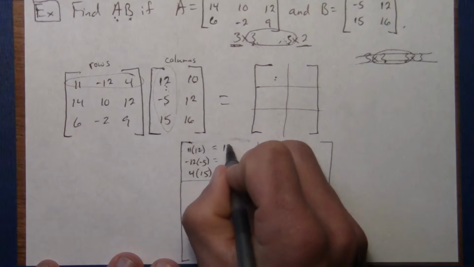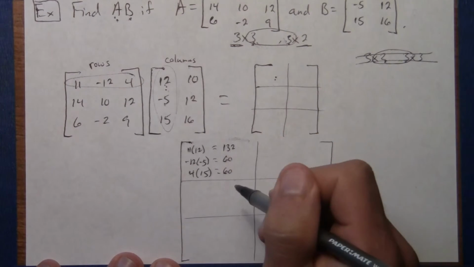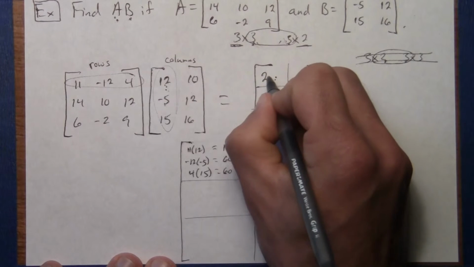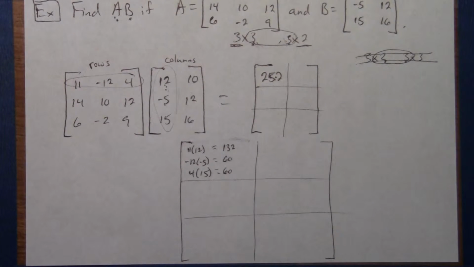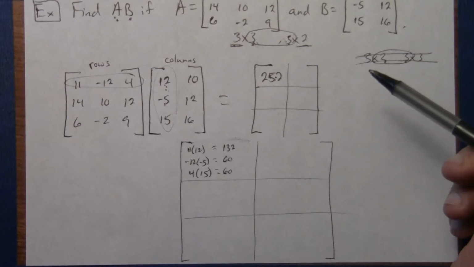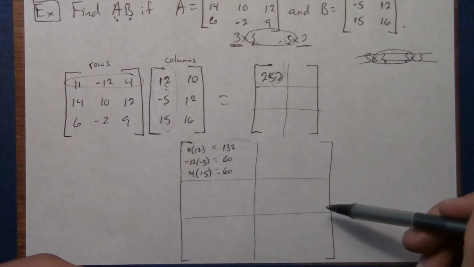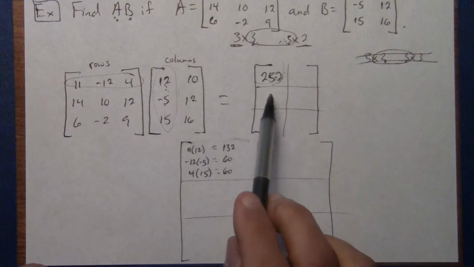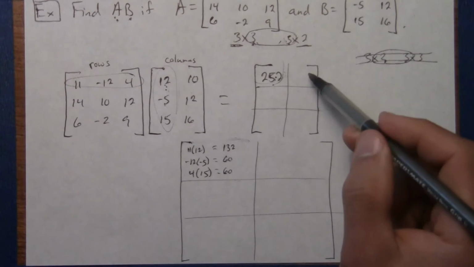So this would be 132. This would give me 60. This would give me 60. And adding all those together gives me 252. And that number goes in that one position. And so obviously if I'm looking at this on a quiz or a test or in your homework and I see that that number's off and you have your homework organized like this, it makes it very easy for me to figure out where that number's coming from. I know it should be here. Alright, so I've got to do this for all 6.